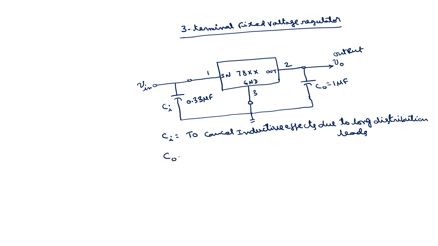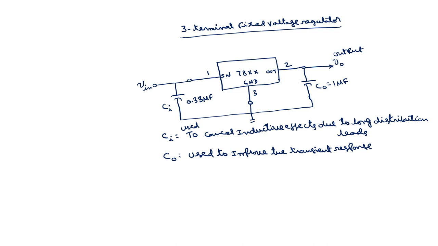Similarly, the output capacitance C naught is used to improve the transient response. We will be having two responses, like transient response and steady state response. So, this C naught will be used to improve the transient response.